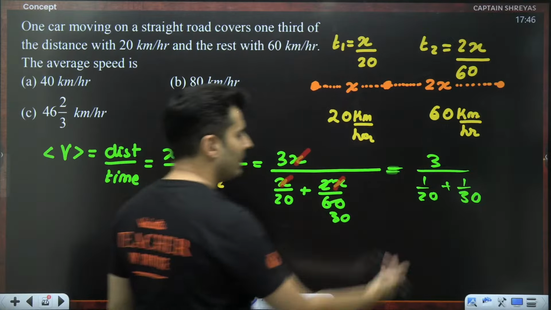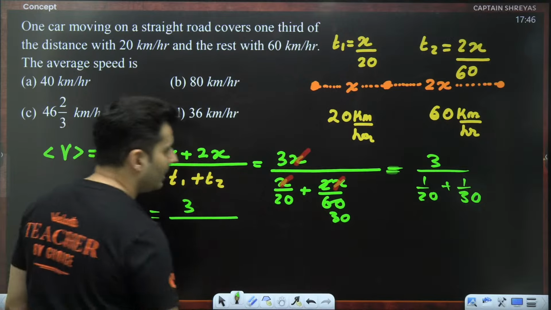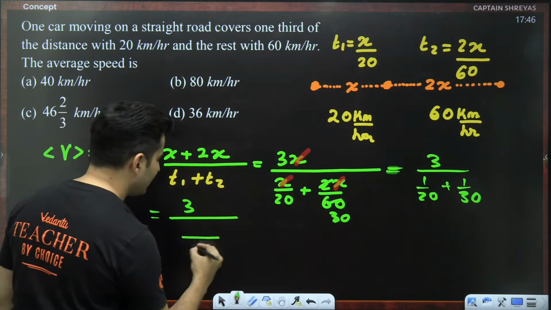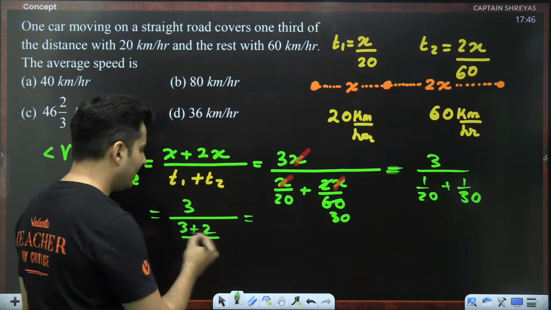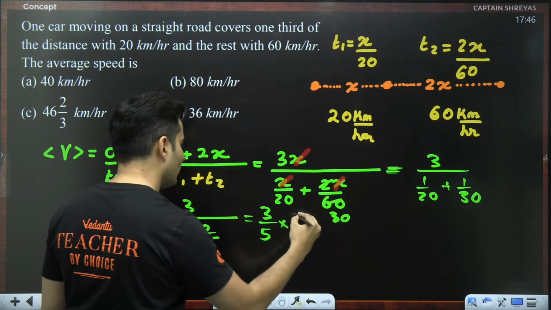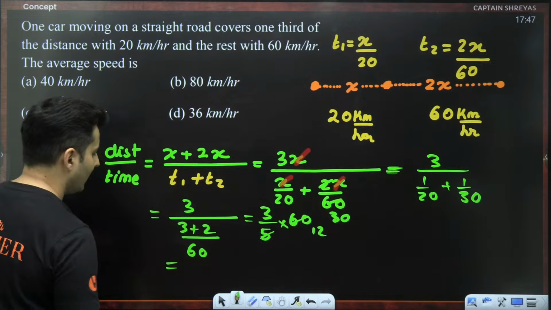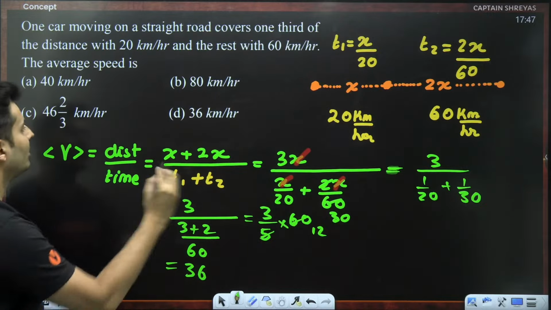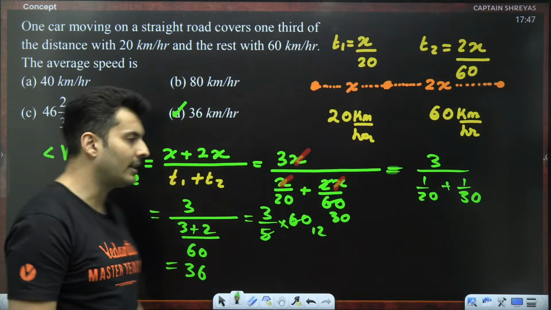Take the LCM, of course. So it will be 3 divided by LCM of 20 and 30, which is 60. So this will be 3 times. This will be 2 times. 3 plus 2 is 5. So it will be 3 by 5. And that 60 goes on the top. 5 goes with 60, 12 times. 12 times 3 is 36. So the answer is 36, which is D. D for Diksha ma'am. It is the correct answer.